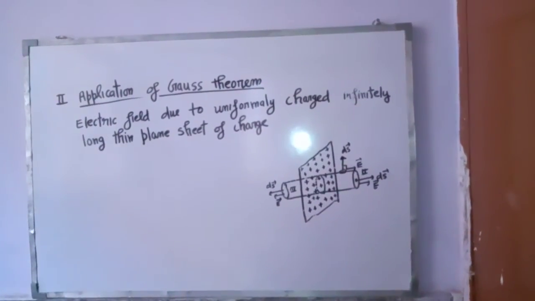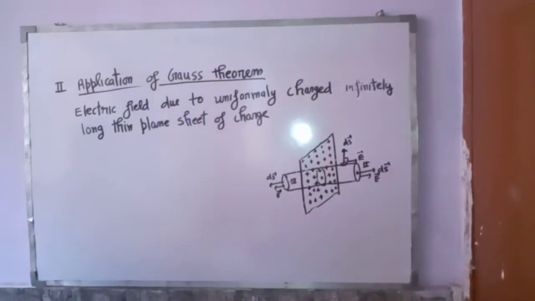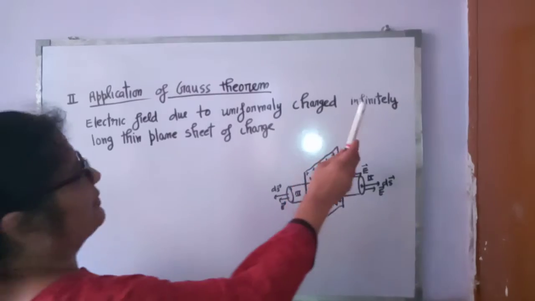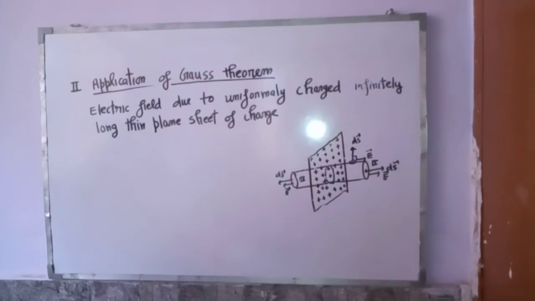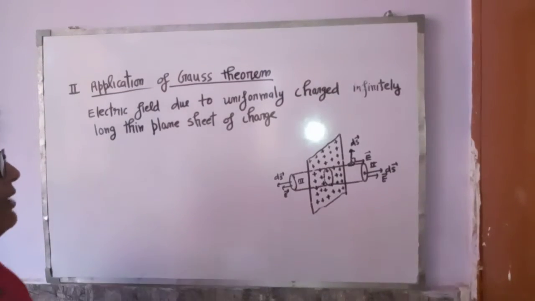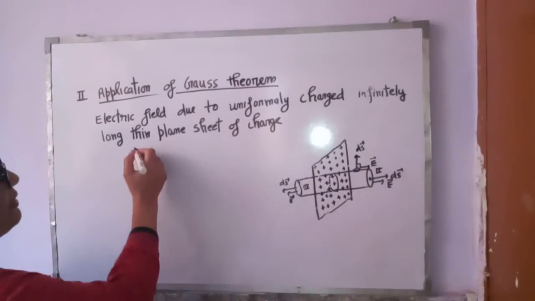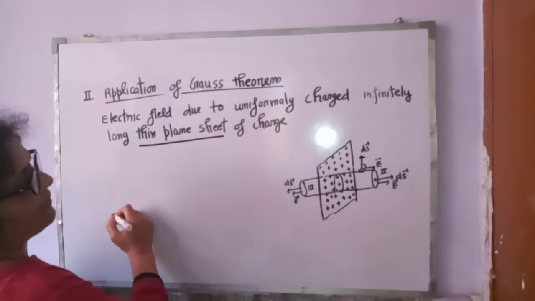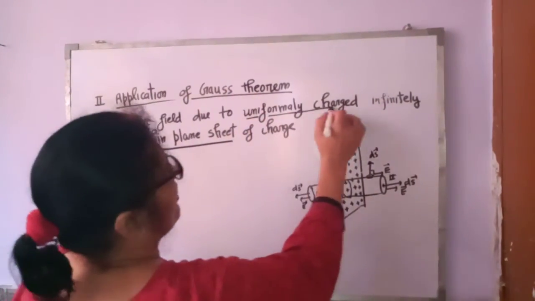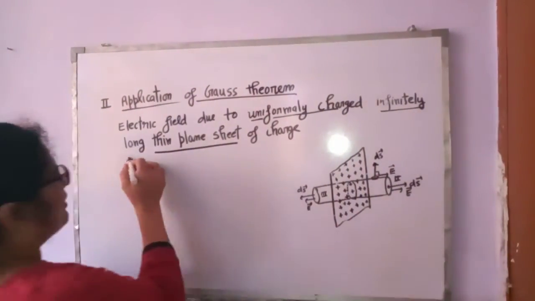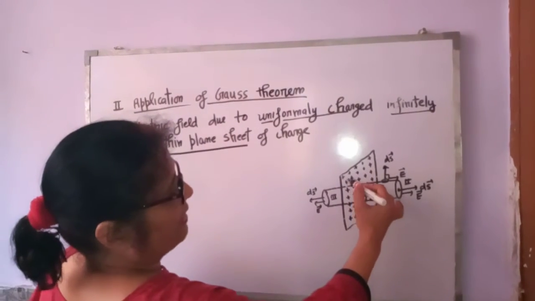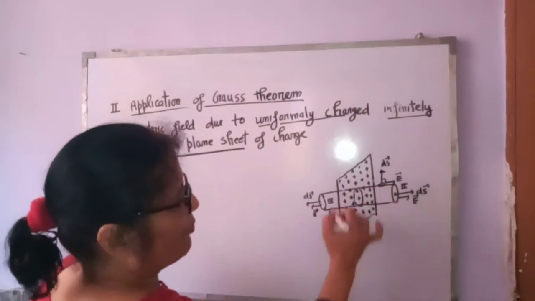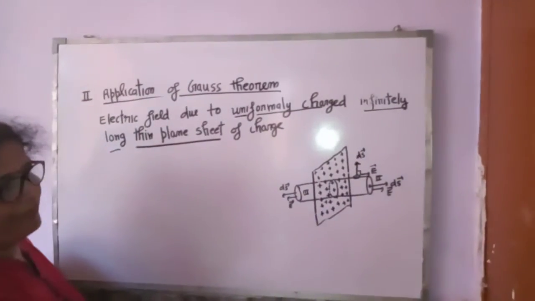Application of Gauss theorem. Electric field due to a uniformly charged, infinitely long, thin plane sheet of charge. Here, the fact which you have to note: thin plane sheet, uniformly charged and infinitely long. This is your sheet which is uniformly charged, that means the positive charge is uniformly distributed over it.